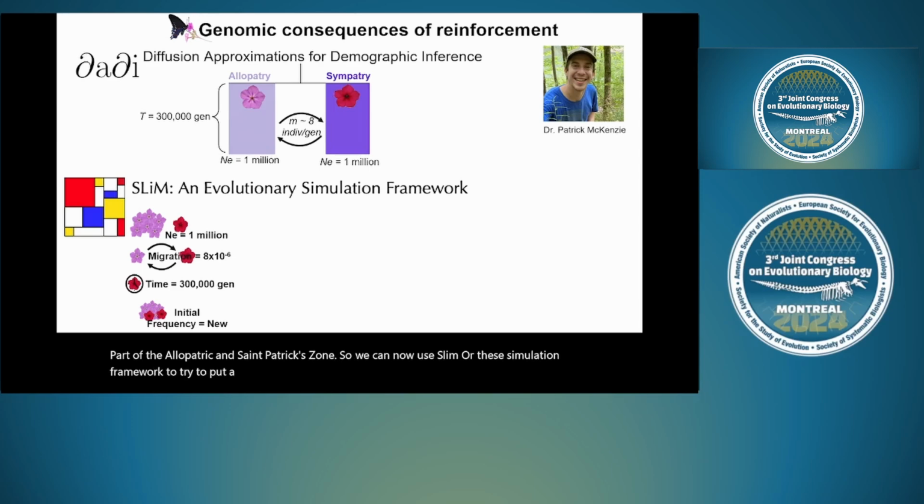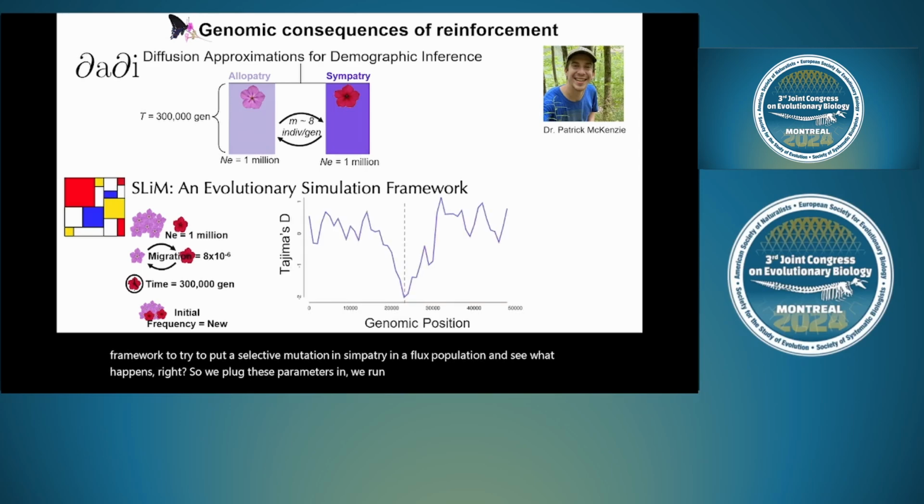So we can now use SLiM, the simulation framework, to try to put a selective mutation in sympatry in a flocks population and see what happens, right? So we plug these parameters in, we run SLiM, whew, we see a signature of selection. Here's one example of an output of SLiM where we can look at the genetic variation, scan across it, and see indeed there is a dip, just like we would expect in a population where selection is acting on a new mutation.